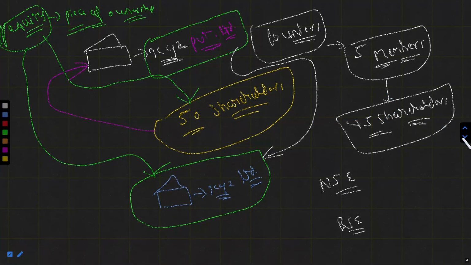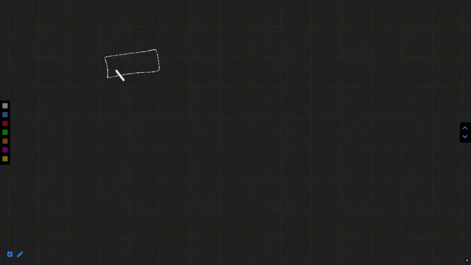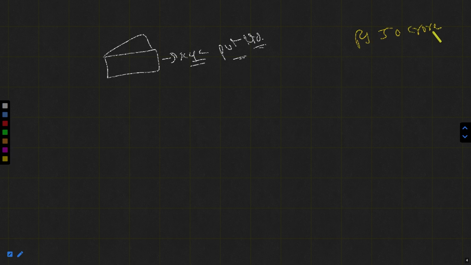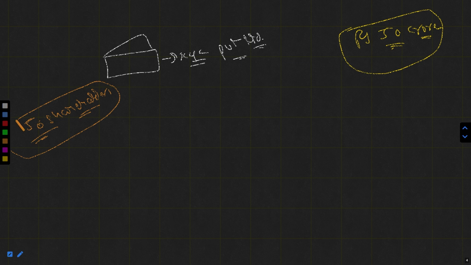For example, you can say, suppose this is a company we call XYZ. Okay, this XYZ is a private limited. Right now they require rupees 50 crores for their investment, working capital expenses, whatsoever. All right, but its 50 shareholders are now not capable of arranging these 50 crores.